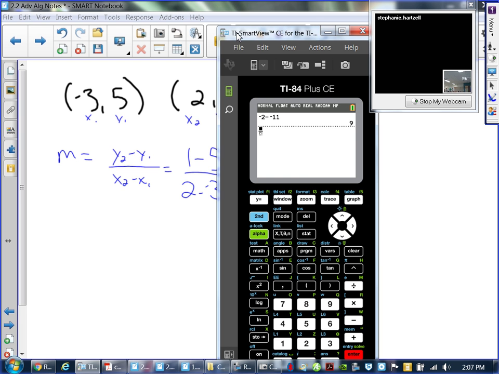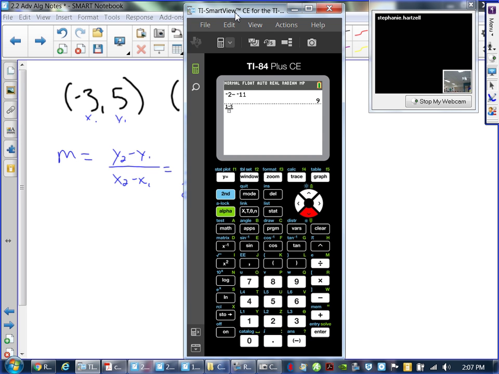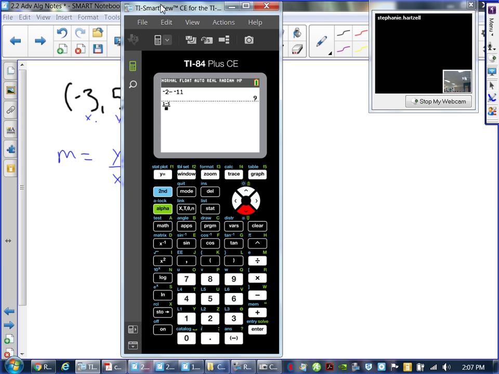Yeah, so let's see, one. Do you guys know where the negative button is on this calculator? Yeah, it's right there, bottom right. What was it, 2 minus negative 3? 2 plus 1.